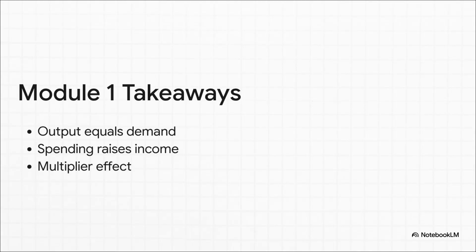When a business spends $1 million building a factory, the construction workers get paid. Those workers then spend 90% of that cash on groceries and rent. Then the grocer and the landlord spend a fraction of that income. The whole thing just ripples outward, multiplying the initial impact. So, to wrap up our first module, just remember these core takeaways. Spending dictates output. Our consumption is directly tied to our income, and the multiplier ensures that any initial spending absolutely ripples through the entire economy.